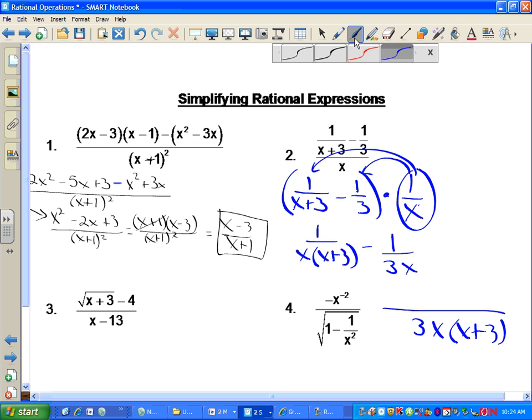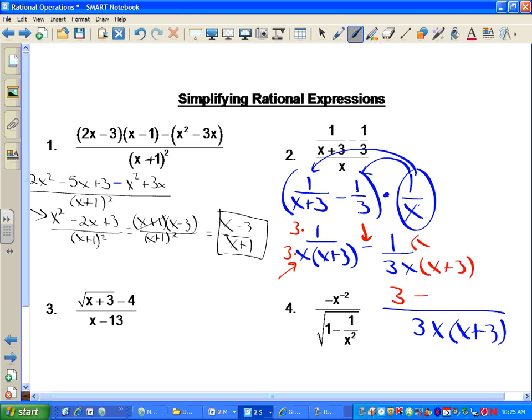So let's change colors here. This first fraction that we have right here, the only part of this new denominator, the LCD, that I'm missing is the 3. So I would need to multiply by 3 on the bottom and 3 on the top. So 3 times 1 is a 3 there. Now we're going to put down our minus that's here. The second fraction has a 3 and an x, so it's missing the x plus 3. Since I put it on the bottom, I have to also multiply it into the top.